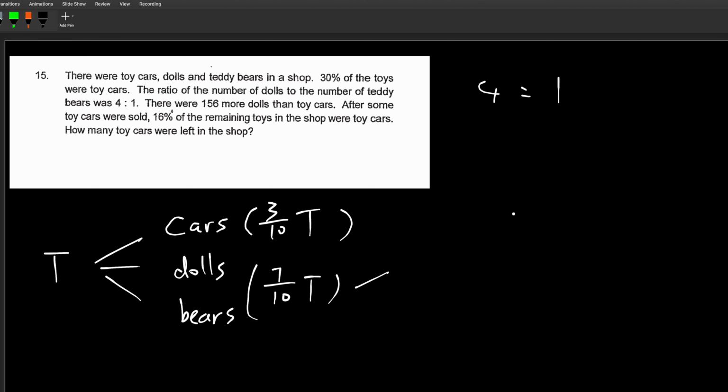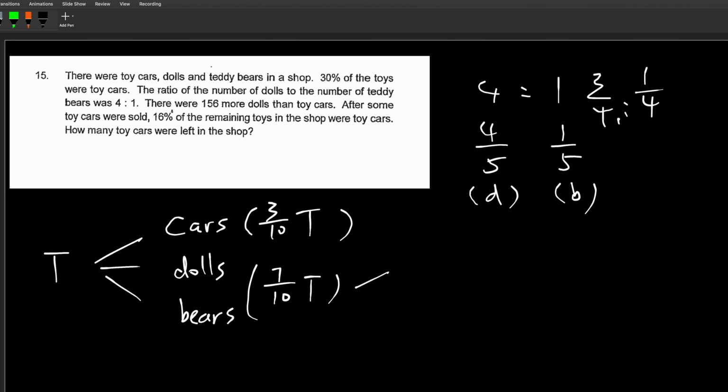Can you get this into fraction? So 1 out of 4 will be... nope. 4 out of 5 is toy. 1 out of 5 is bear. That's how you get 4 to 1. You cannot have 1 out of 4, because if you have 1 out of 4, that will be 3 out of 4, and this will give you 3 to 1, right? Can you see?